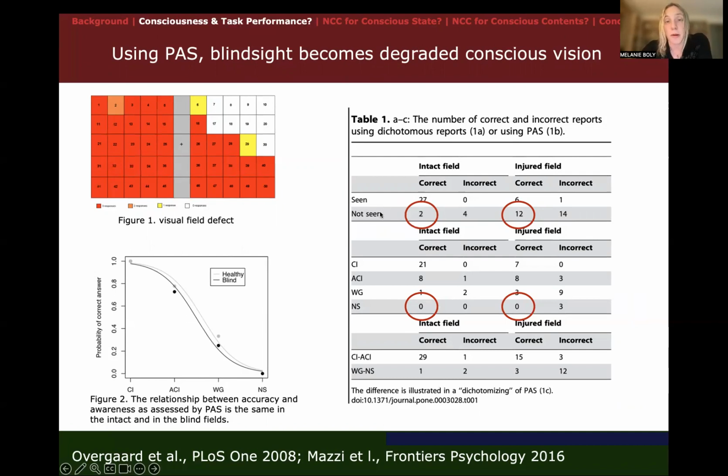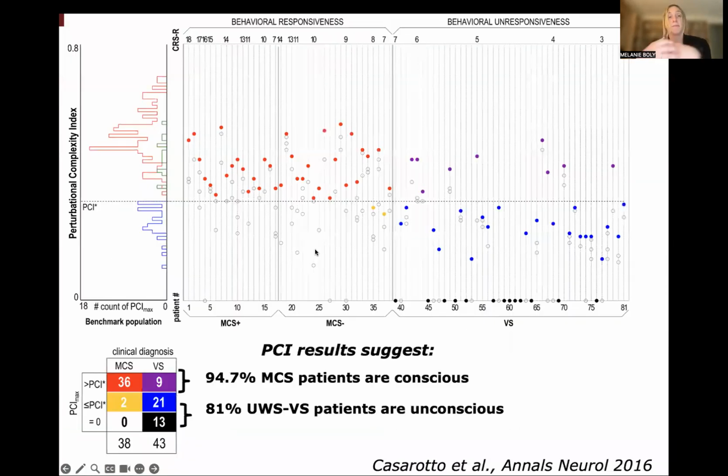If you have, here on the top, a binary question, seen versus not seen, for a stimulus in the blind field or intact field, you find some correct responses when the patients say they don't see it. But if you use that graded scale, the not seen at all rating on the perceptual awareness scale will again show chance performance. So blindsight disappears. The devil is in the details. But if you use scales that accurately capture subjective experience, like in many conscious states, patients in disorders of consciousness, it looks like consciousness and purposeful behavior go hand in hand.